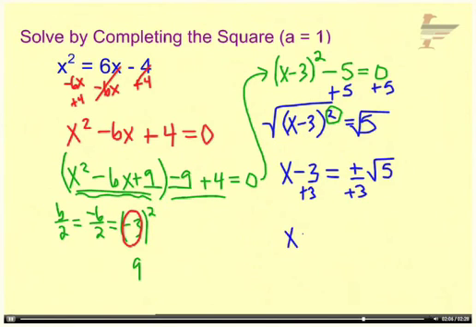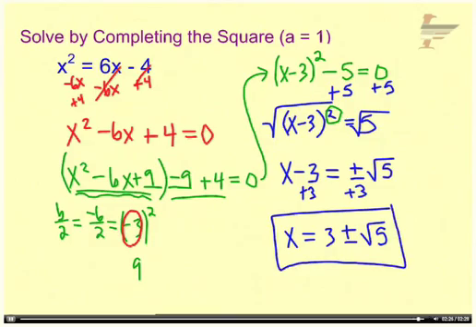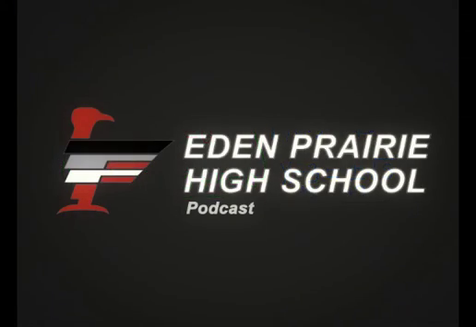So our answer is x equals, it's a positive 3. Positive 3 plus or minus the square root of 5. Final thing we want to check, see if we can reduce anything. Will the square root of 5 reduce? Since none of those perfect square numbers fit into it, I would say this looks good.